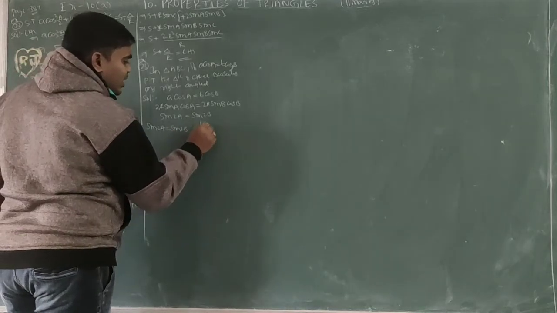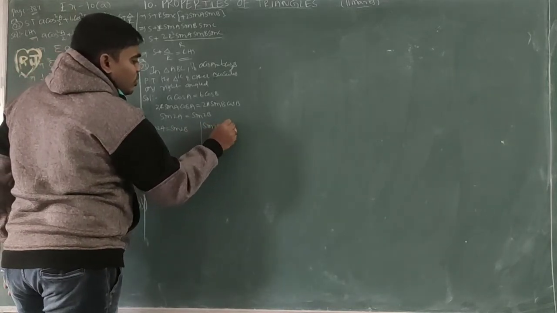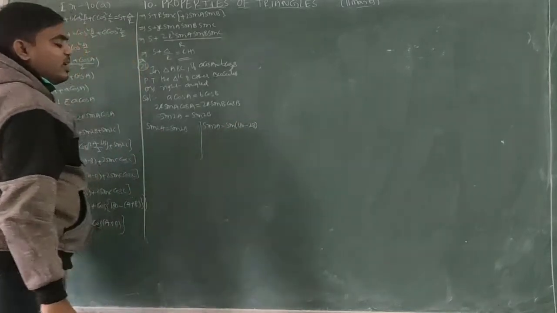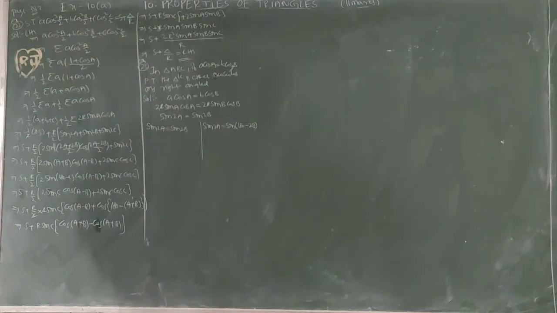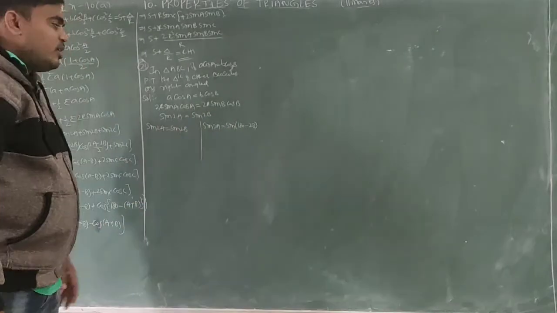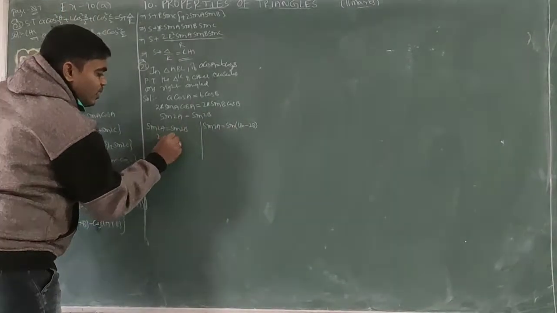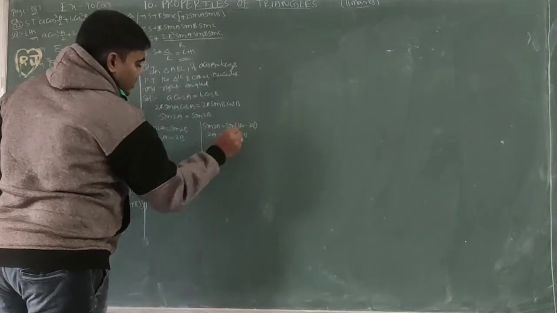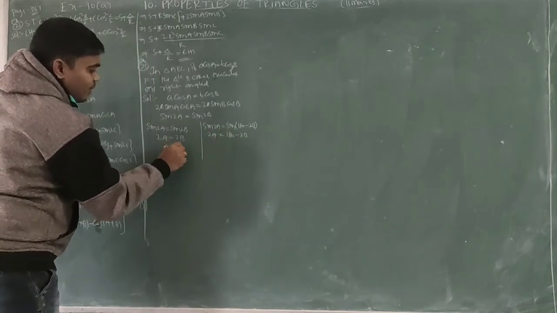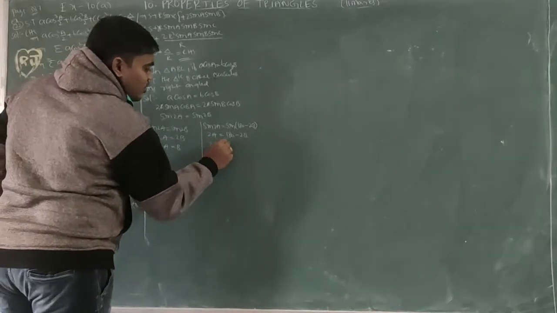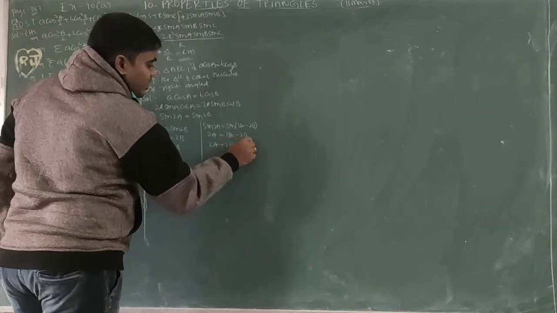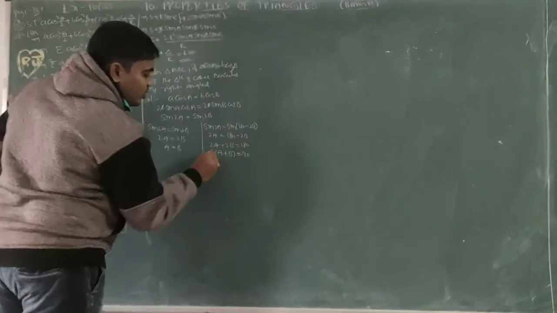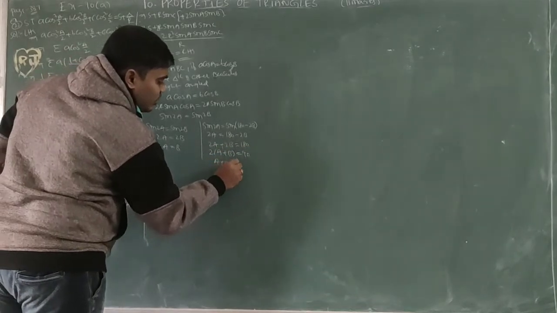One more way, sin 2A equals sin of (180 minus 2B). So we can write like this: sin of (180 minus 2B) is also equal to sin 2B. So 2A equals 2B, or 2A equals 180 minus 2B. So A equals B, or 2A plus 2B equals 180, 2(A plus B) equals 180, so the 2 cancels, A plus B equals 90.